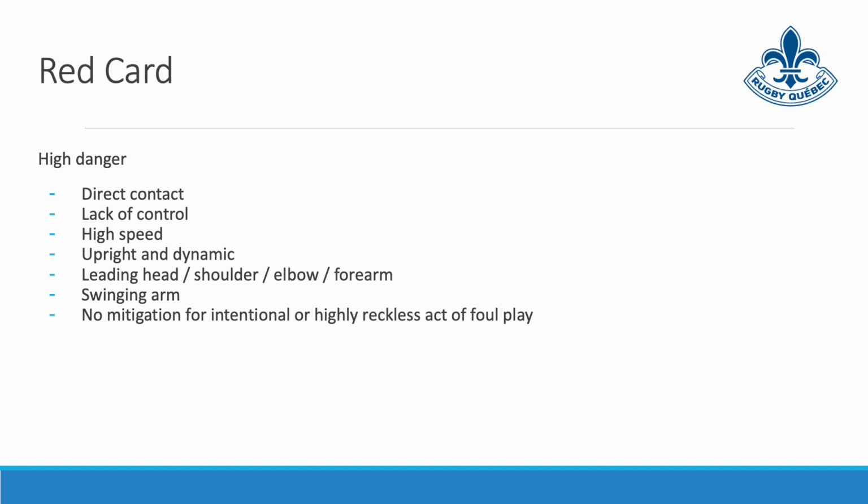One thing that's really important to note is referees cannot mitigate for intentional or highly reckless acts of foul play. The most common one that we see in this is typically a shoulder charge. If there's a shoulder charge, you're looking at full sanction, and there's nothing that we can do about that.